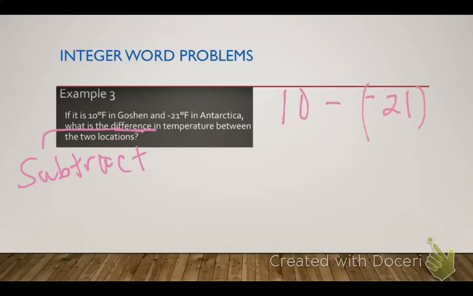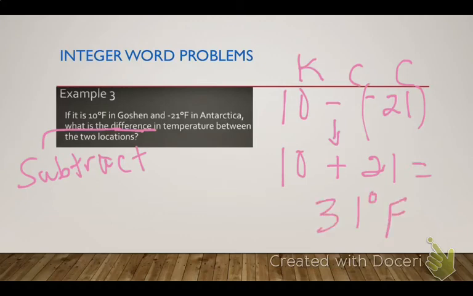And if you remember, when you subtract integers, we want to add the last integer's opposite to the first integer. In other words, we want to say keep, change, change. 10 added to 21, because we want to change it, is a difference of 31 degrees Fahrenheit. So the difference between Goshen's temperature and Antarctica's is a total of 31 degrees Fahrenheit. Again, remind yourself to use your notes on adding and subtracting integers.